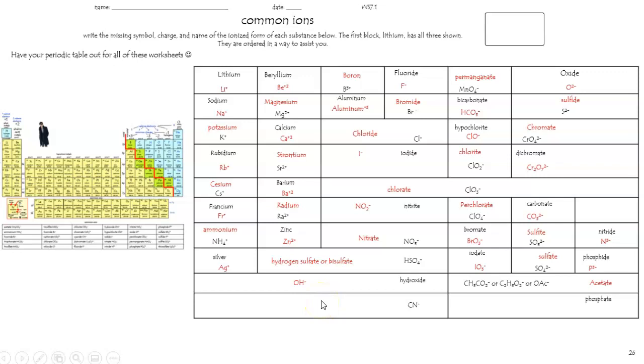CN-, that's a polyatomic ion with a -1 charge. It's called the cyanide anion. And finally, phosphate is the only -3 on this list that is polyatomic. This is the phosphate anion, PO4 3-. These are some common ions.